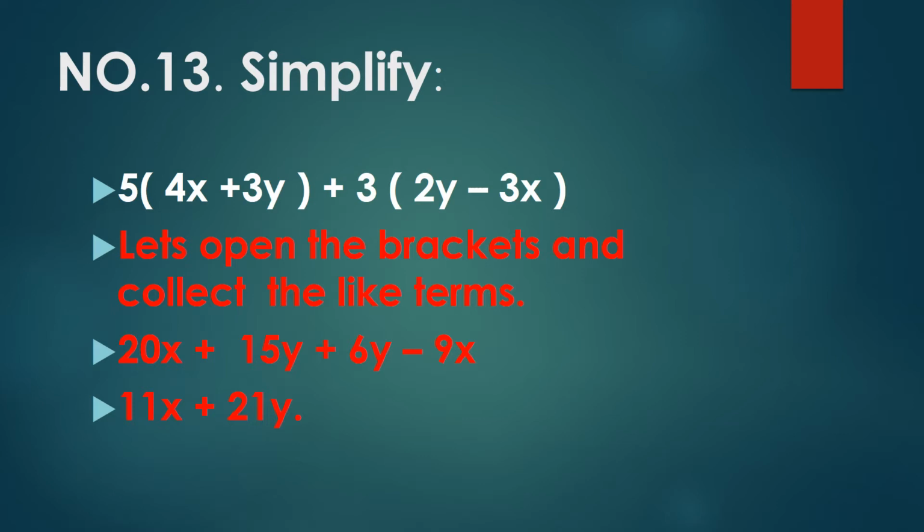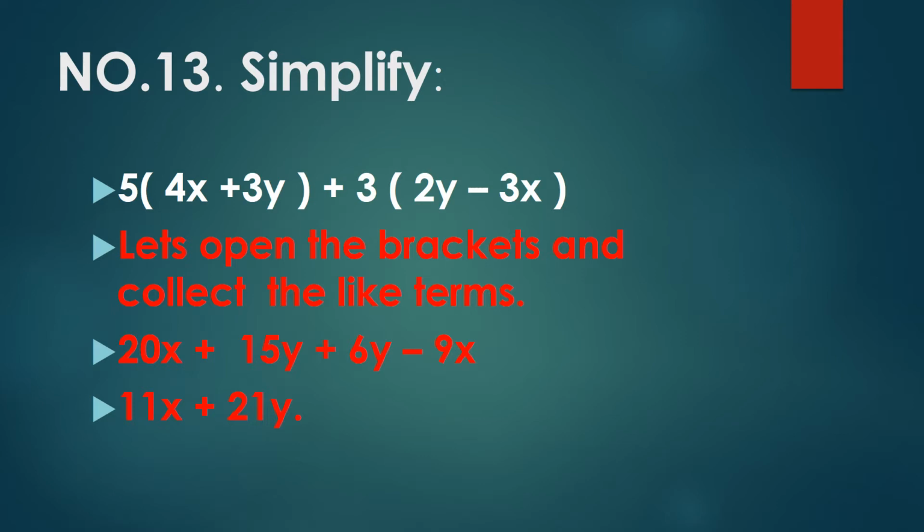So let's also open this bracket. 3 times 2y is 6y. And then we write the sign which is here, minus. Then we finish. 3 times 3x is 9x. So whatever you see here is this equation after the bracket has been opened.